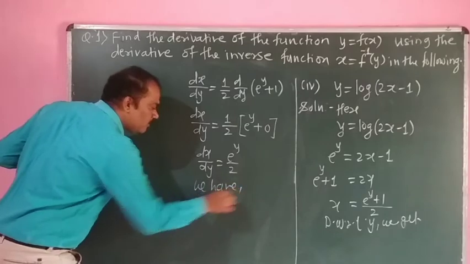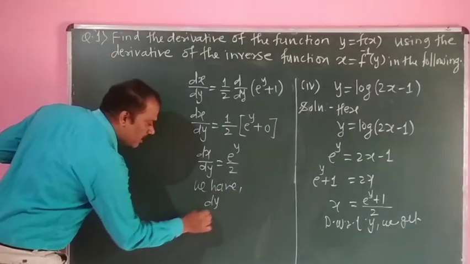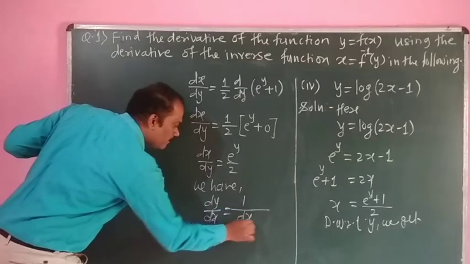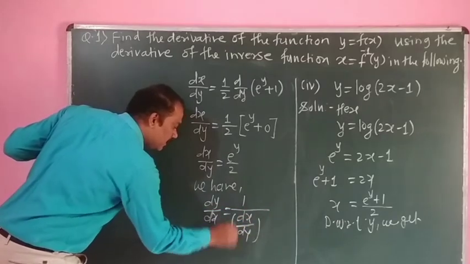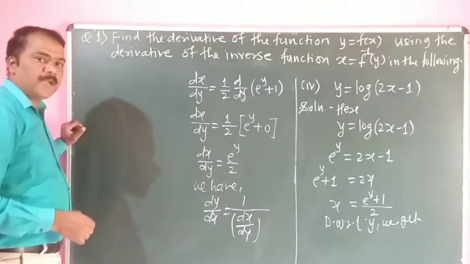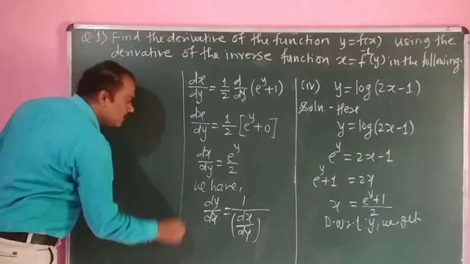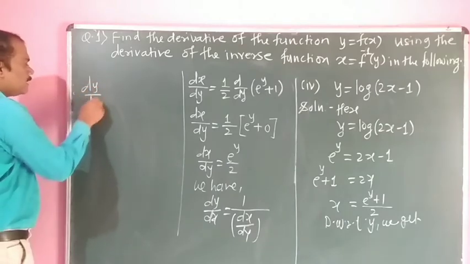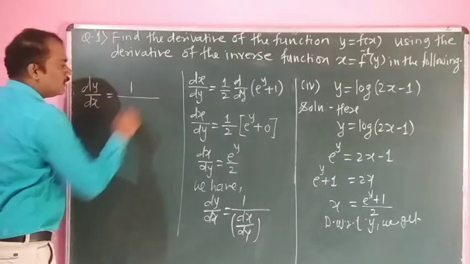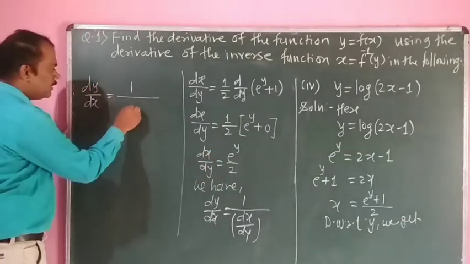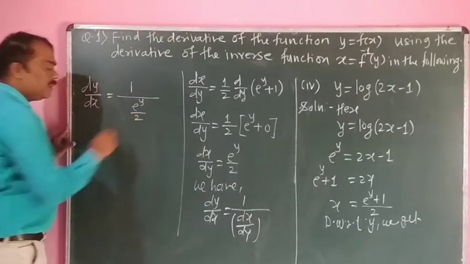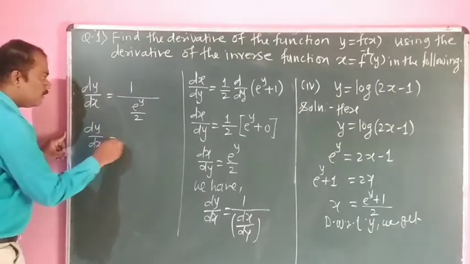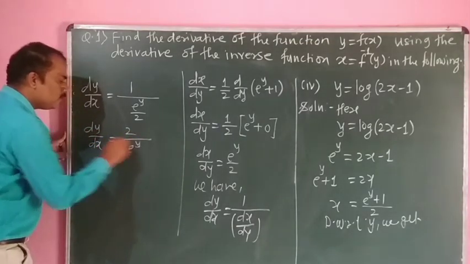We have the theorem, and we use this result according to our requirement: dy by dx is equal to 1 upon dx by dy, with the condition that dx by dy is not equal to 0. So dy by dx is equal to 1 upon, what is the value of dx by dy? It is nothing but e raised to y divided by 2. This can be written as dy by dx is equal to 2 divided by e raised to y.